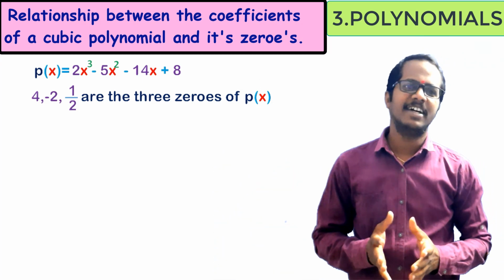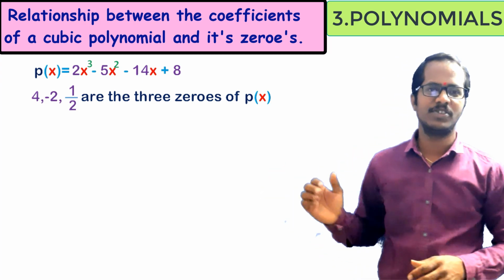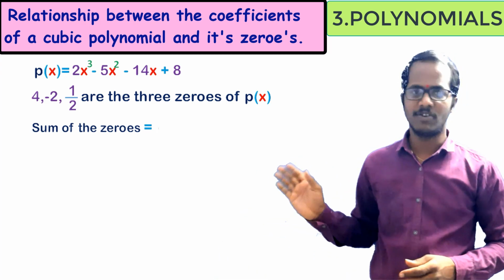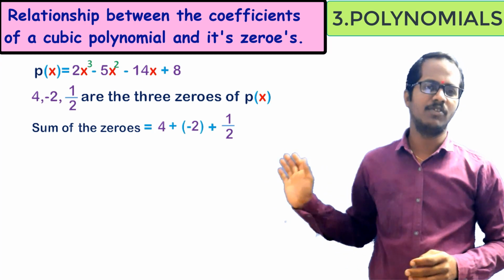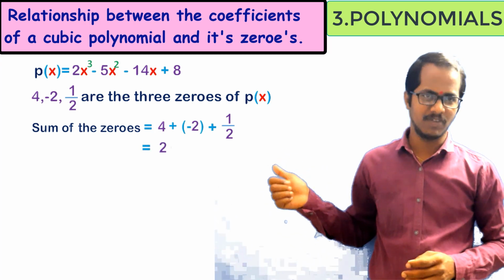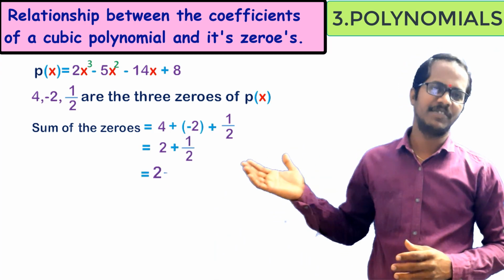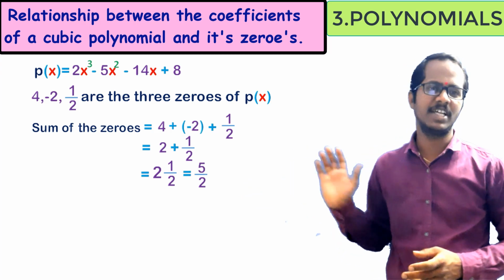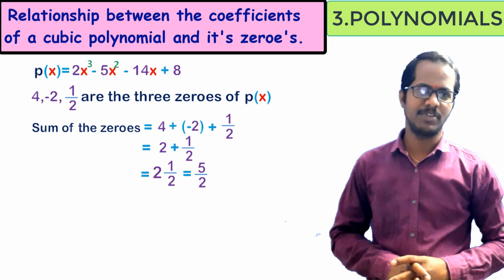And now let us do the sum of these zeros. So sum of the zeros equals 4 plus minus 2 plus 1 by 2, and 4 plus minus 2 will be equal to 2, so we get 2 plus 1 by 2, which is equal to 2 and a half. 2 and a half is nothing but 5 by 2. So the sum of the zeros here we get is 5 by 2.